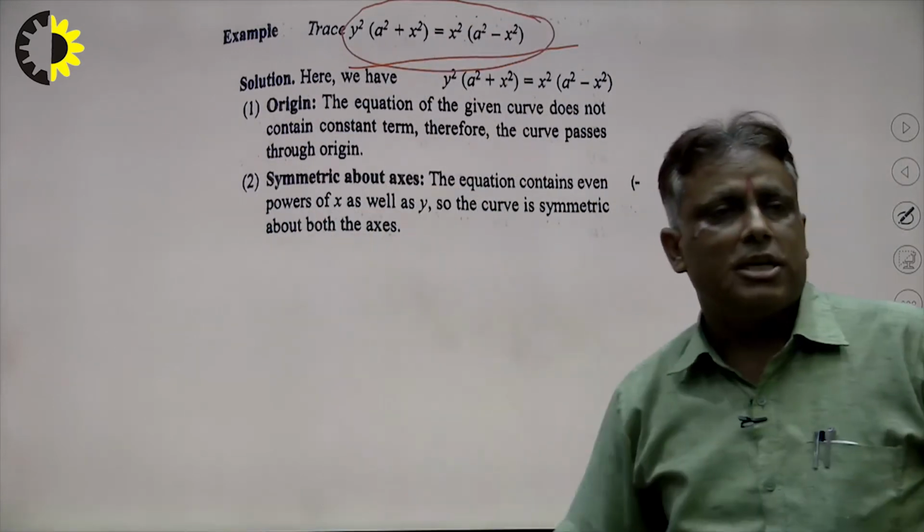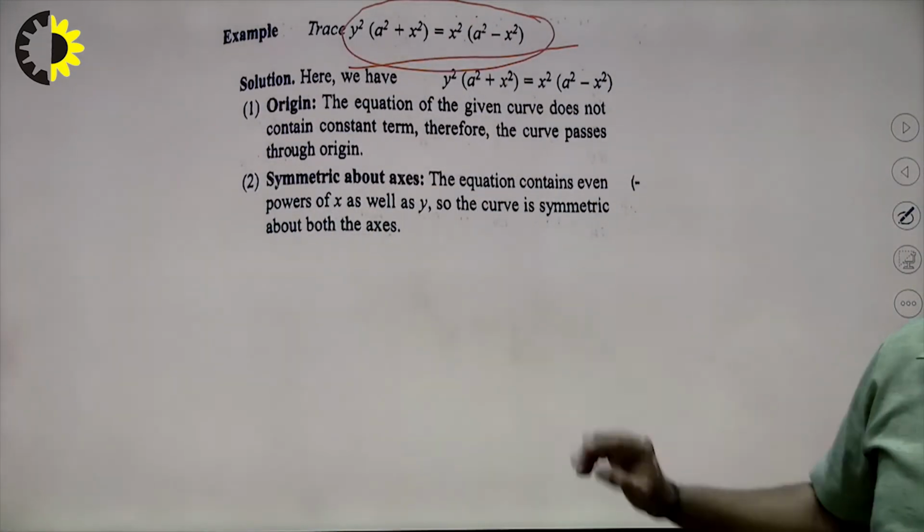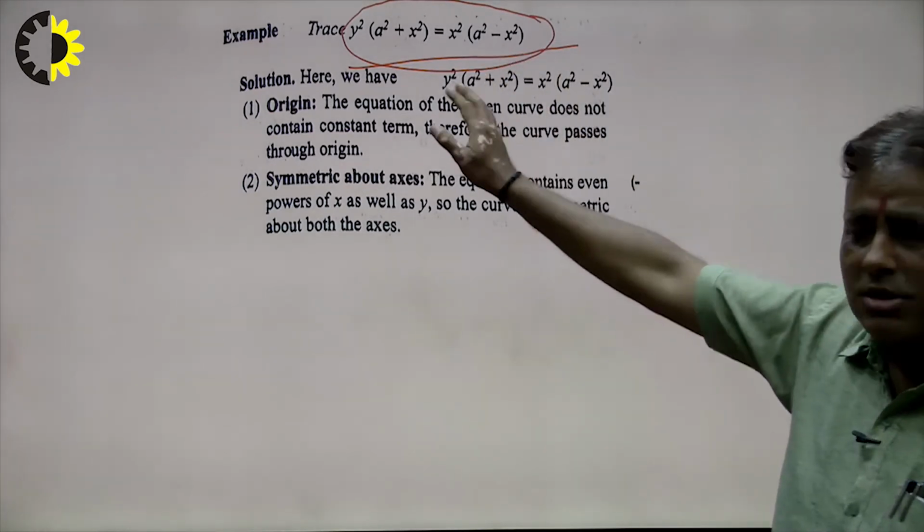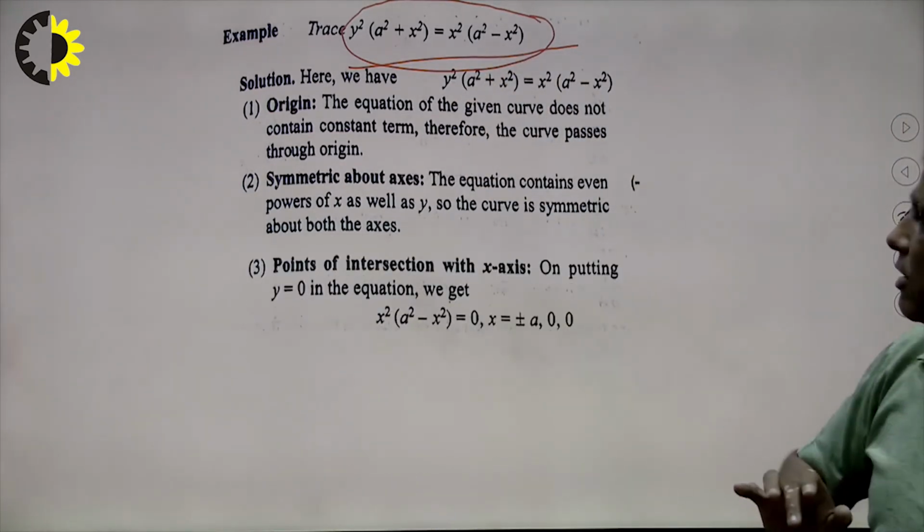Suppose I put x is equal to 0 and y is equal to 0 in the curve, left hand limit and right hand limit both have the same value, that is 0. So in this way we find out the curve passes through the origin.